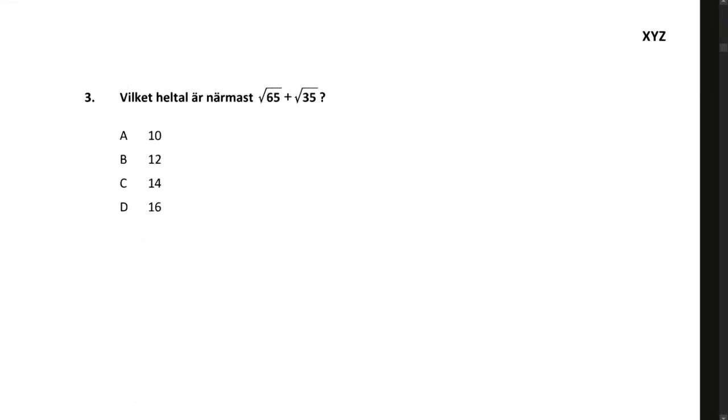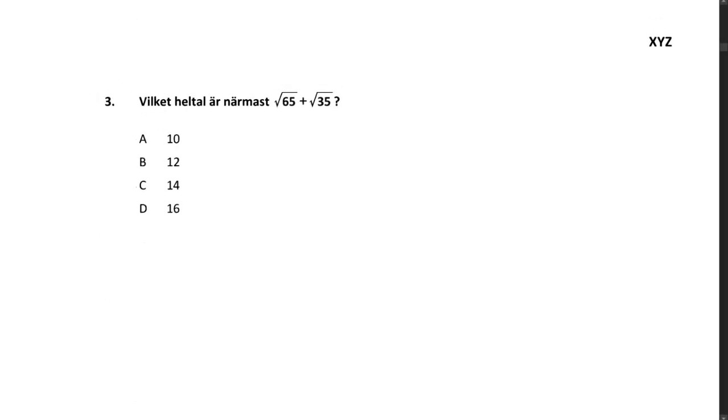Question 3, it says, which whole number is closest to the square root of 65 plus the square root of 35? When you see the square root symbol, you should think about your perfect square numbers. And these are our perfect square numbers, which is 2 squared is 4, 3 squared is 9, 4 squared, or 4 to the power 2 is 16.